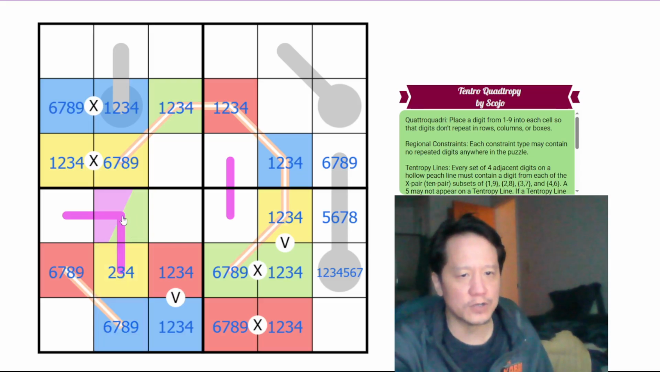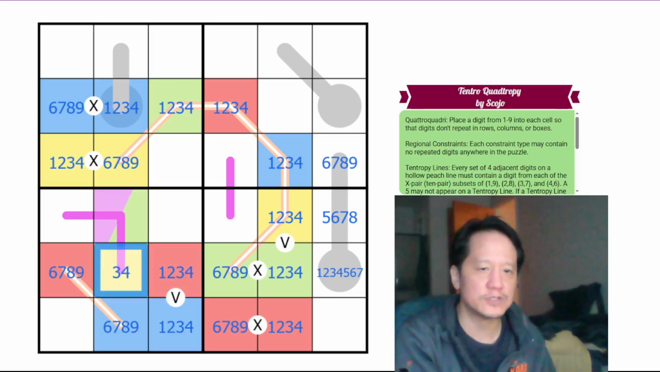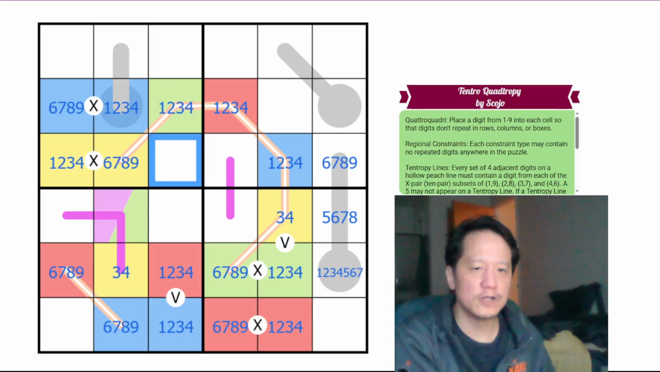If we have 2 here, that would force this to be 3, 4 as a pair, or 1, 3, but then that would eliminate all possibilities for these cells here. So this can't be 2. This is 3 or 4. So yellow's 3 or 4, which means it has to be with 6 or 7.